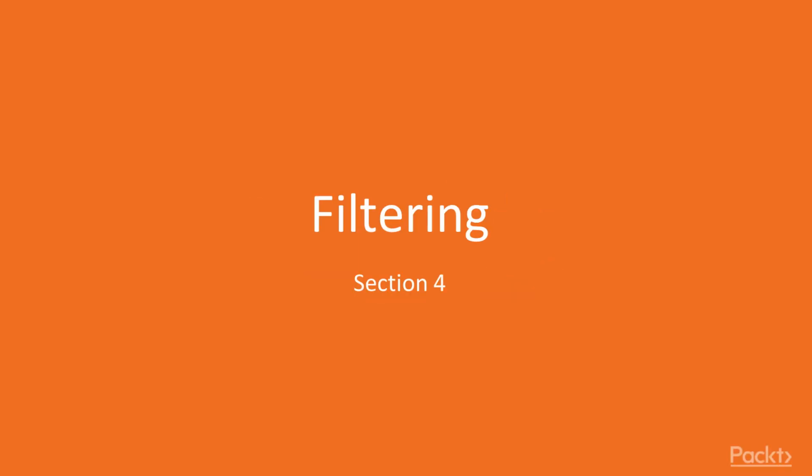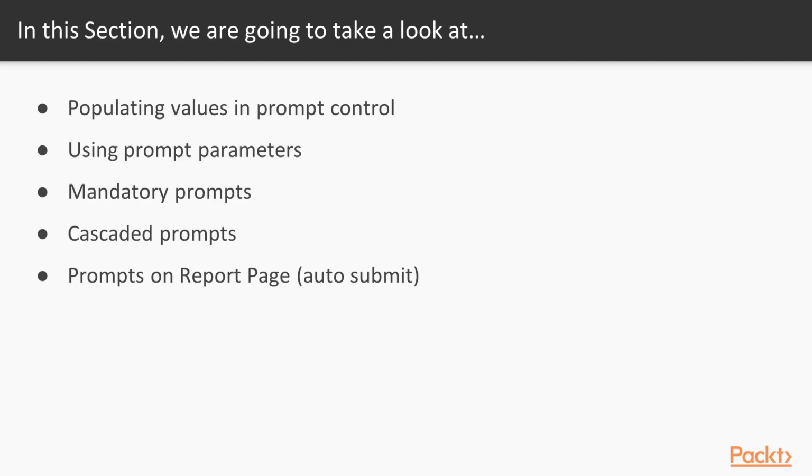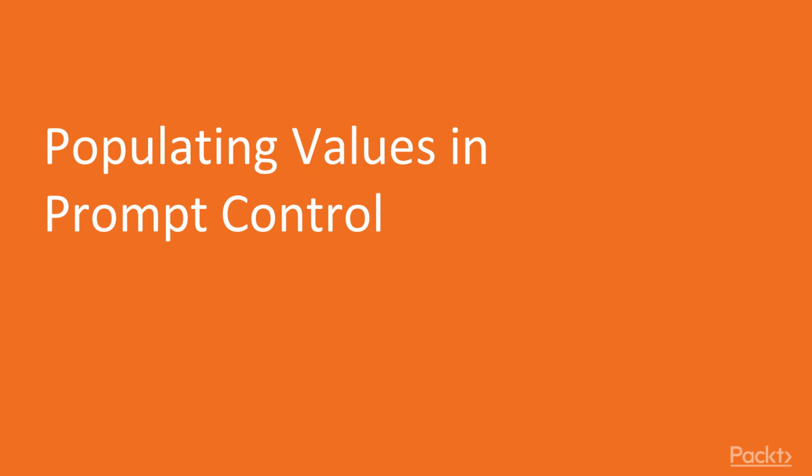Section 4. Filtering. Filtering is an integral part of any report or dashboard. Showing data for specific date range, regions, products, and giving the consumer ability to change the selection is a mandatory skill to have. In this section, we will learn populating values in prompt control, using prompt parameters, mandatory prompts, cascaded prompts, and prompts on report page with auto submit.